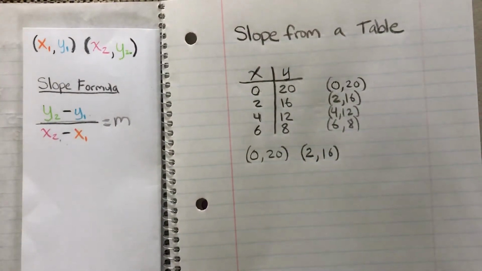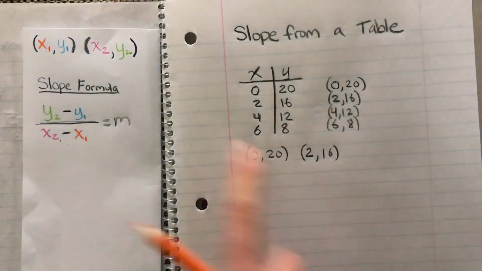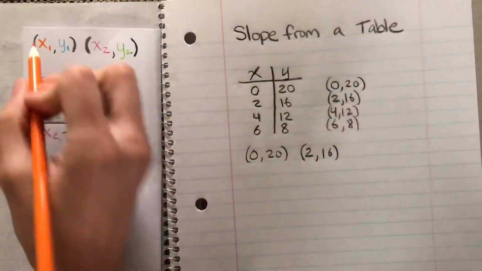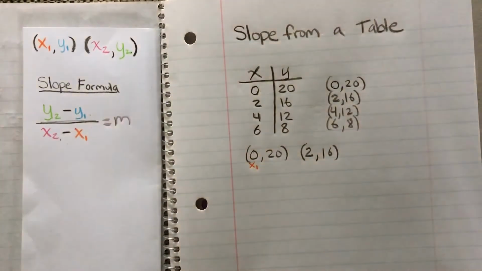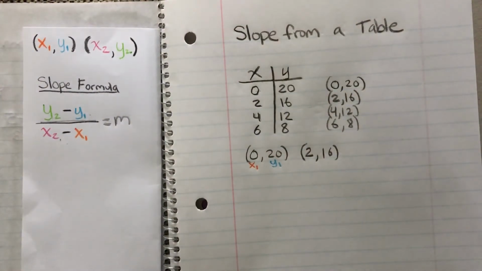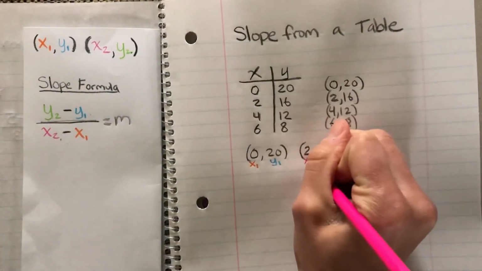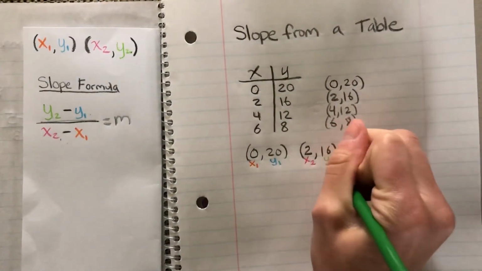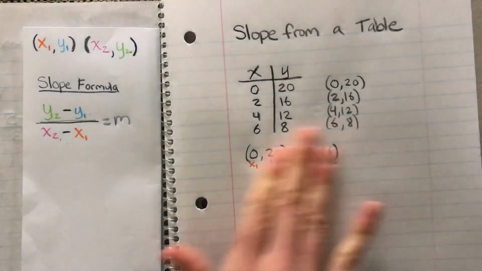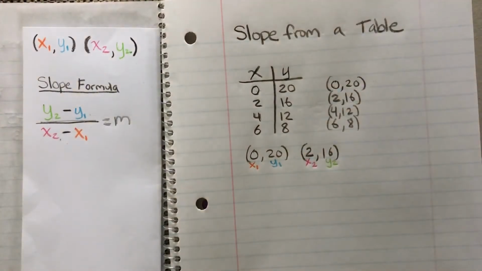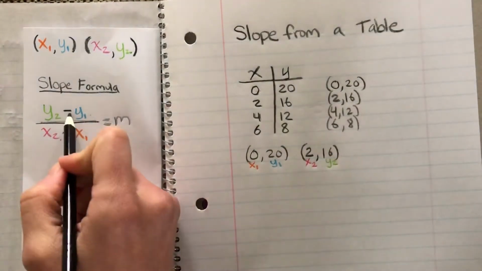And now I'm going to do the same thing where I organize which value represents what coordinate. So if I'm looking here at 0, and this is my first point, then 0 would be my x1 value. And if I'm looking at 20, that's the y value in my first point, so that will be my y1 value. The 2 represents my x2 value, and 16 is going to represent my y2 value. So again, I have all 4 numbers labeled, my x1, my y1, my x2, my y2, and then it's a matter of substituting these values into our slope formula.